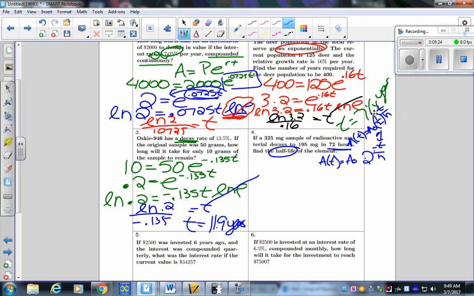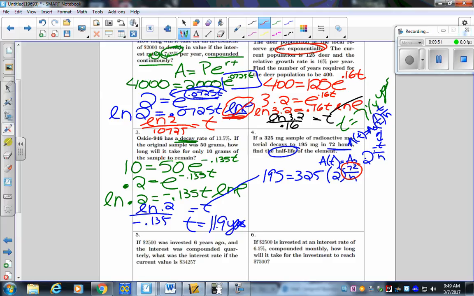Half-life. Okay, so we're saying we're going to end up with 195. We started with 325 times 2 to the negative t, so negative 72 over h. Okay, 72 hours. And this is an exponent. No, it doesn't super look like it, but that's an exponent. So our variable's in our exponent, but it's also in the denominator. So we'll deal with that later. We're going to solve it the same way.